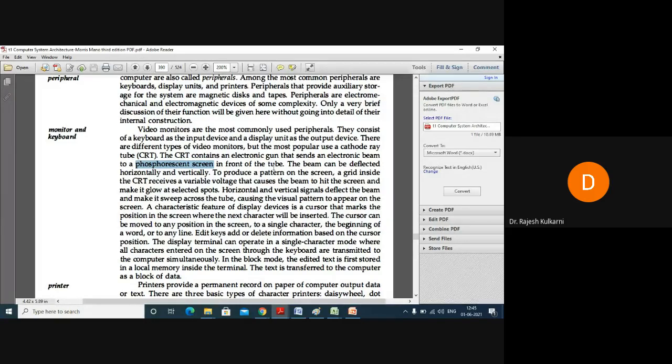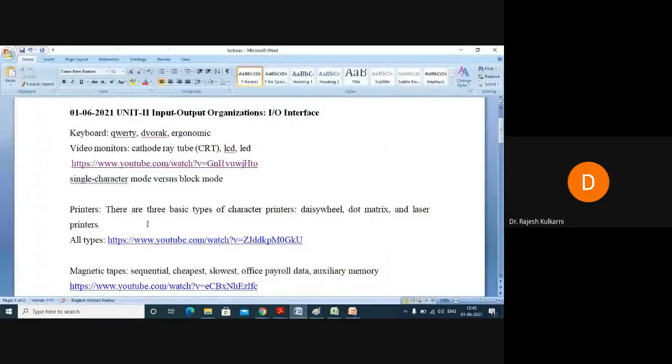So there is a beam. That beam can be deflected horizontally and vertically. There will be a pattern to be generated on the screen. A grid is used, and that grid will be receiving variable voltages. So that will cause the beam to hit the screen, and it will be glowing the selected spots. All those selected spots you had seen, they'll be glowing with red, green, or blue. Is it not? So this was what we were speaking about, the CRT monitors.